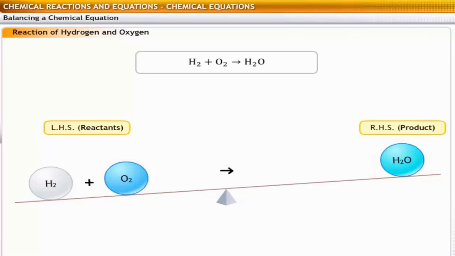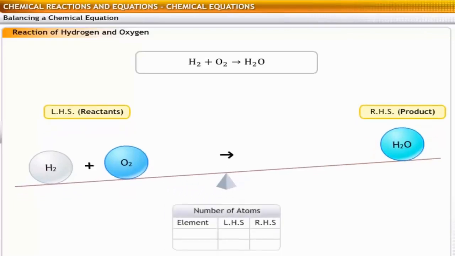In the second step, you need to count the number of atoms of each type. You'll notice that hydrogen has 2 atoms on the reactant side and 2 atoms on the product side. But oxygen has 2 atoms on the reactant side and only 1 atom on the product side. So there is 1 oxygen atom less on the product side. According to the law of conservation of mass, the number of atoms on the reactant and product side should be the same.